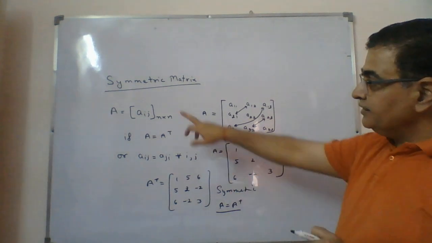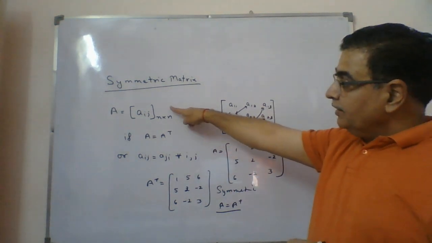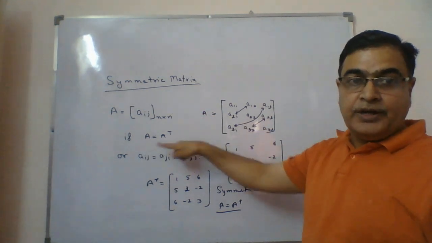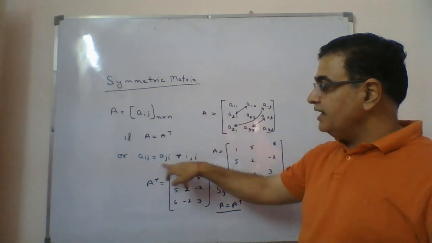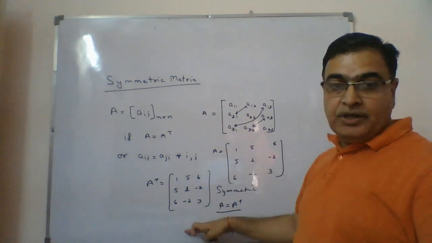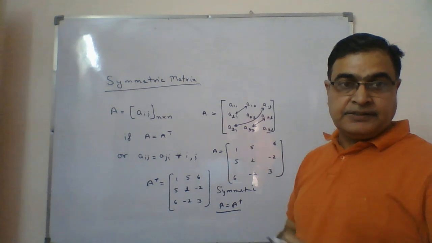So, for a symmetric matrix, the first condition I told you is that it should be a square matrix. Second, A is equal to A transpose, or you can say Aij should be equal to Aji for all i and j. Then it will be called a symmetric matrix.